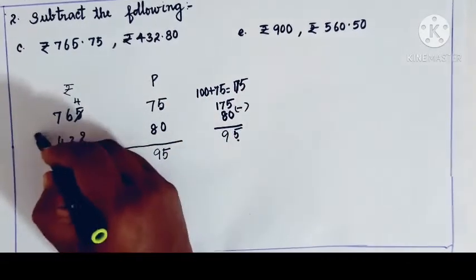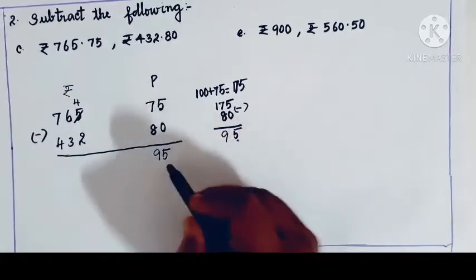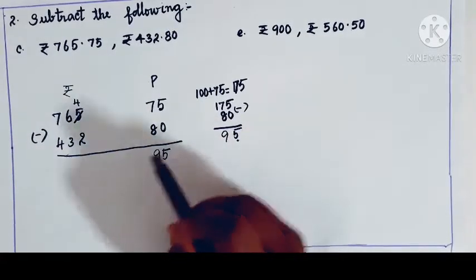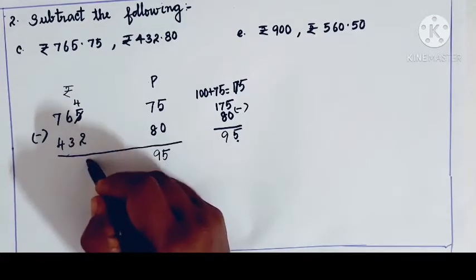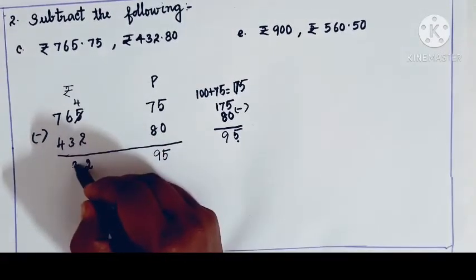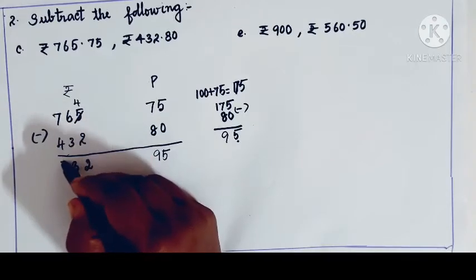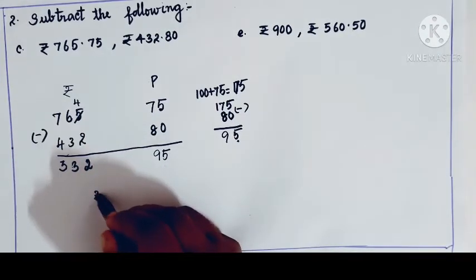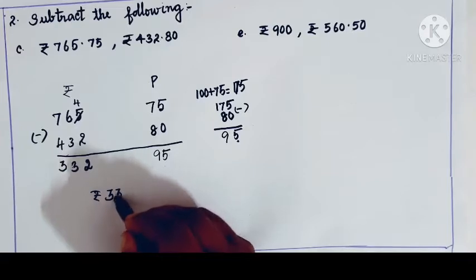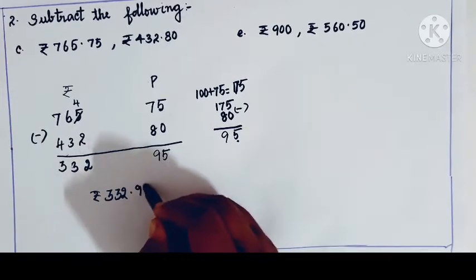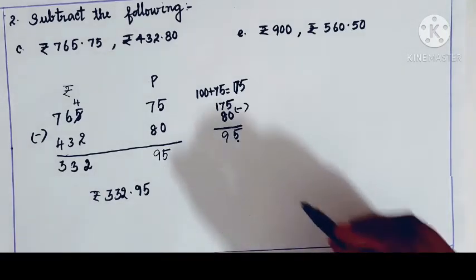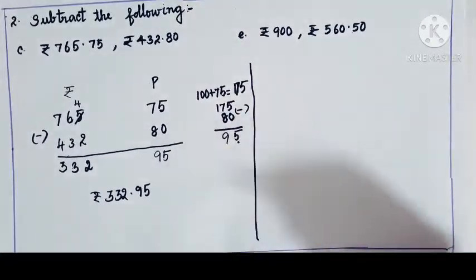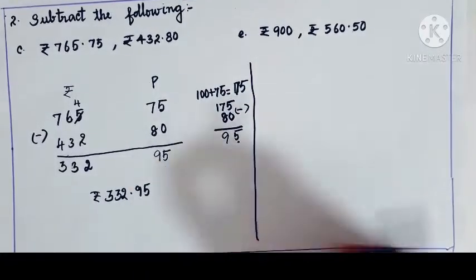Okay, fine. So when you put it, you can write 95 as the pies. And here you have to subtract. So 4 minus 2 is 2. 6 minus 3 is 3. 7 minus 4 is 3. So the answer is rupees 332.95, or 332 rupees 95 pies. Yes? Fine. I hope you can understand this. Okay.